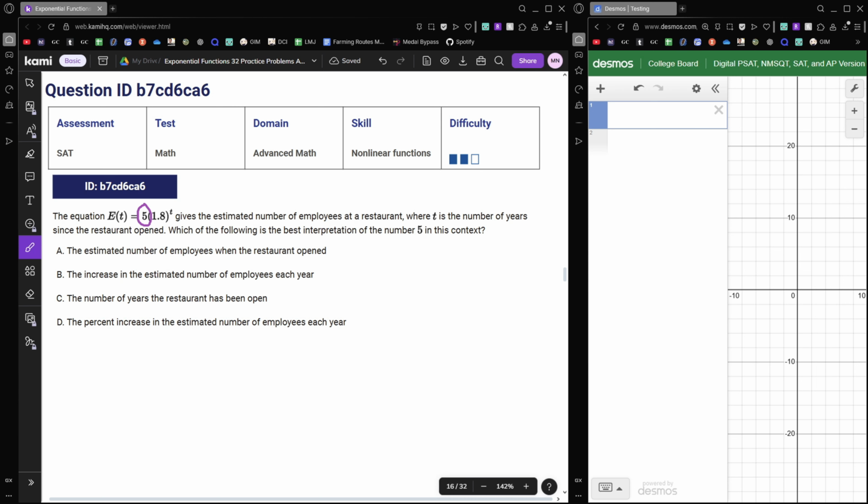Now let's go ahead and look at our answer choices. A. The estimated number of employees when the restaurant opened. Yep, that's right, so that means our answer is A.